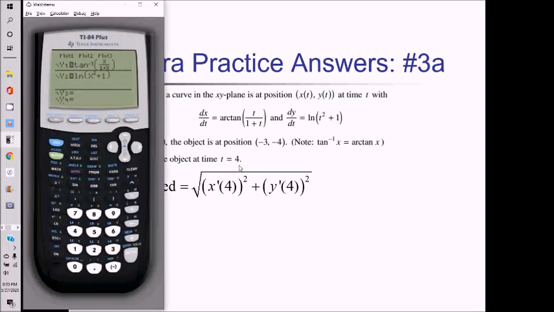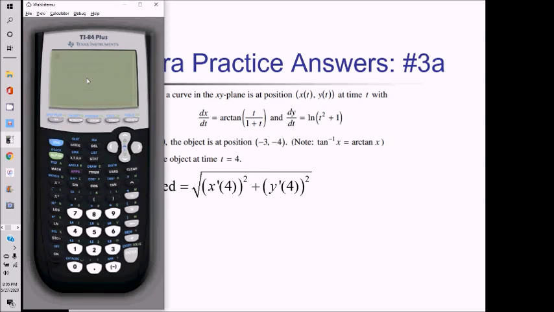To save myself a lot of trouble down the road, I'm going to enter dx over dt as my y1 in my calculator. And for y2, that's where I'm storing my dy over dt. I know I'm going to need them again later, and I certainly need them now. So now let me quit out of there.